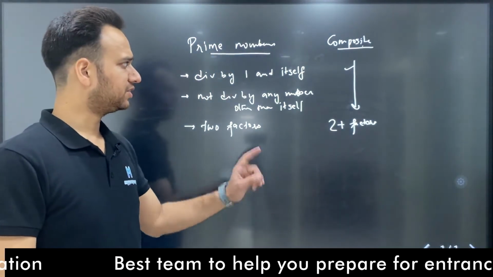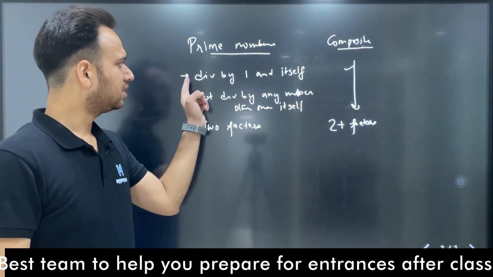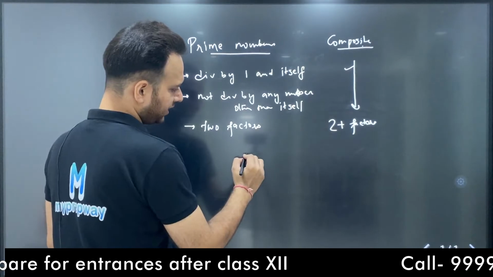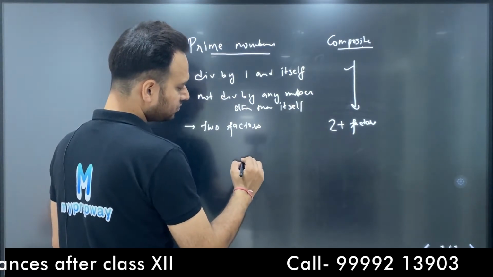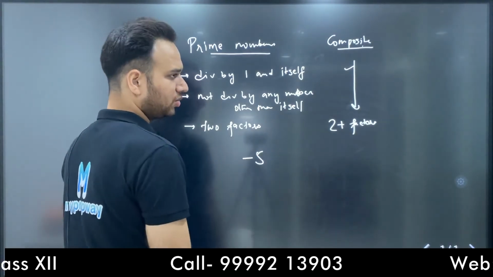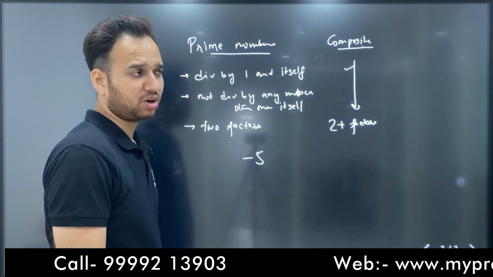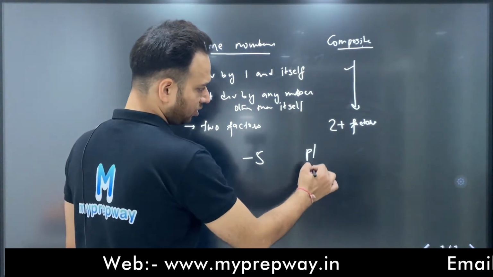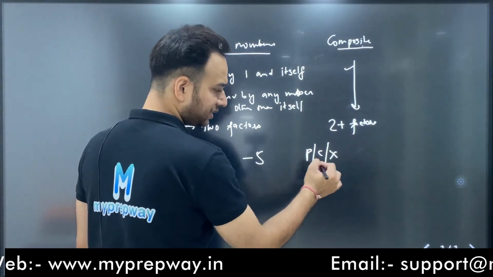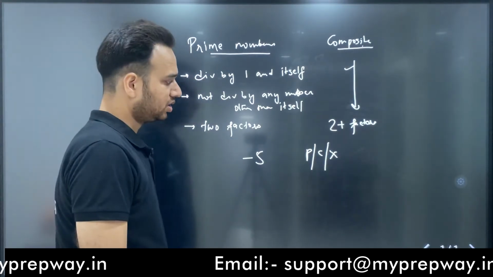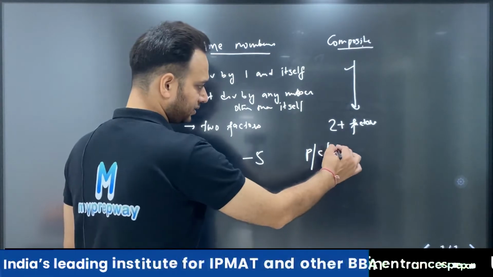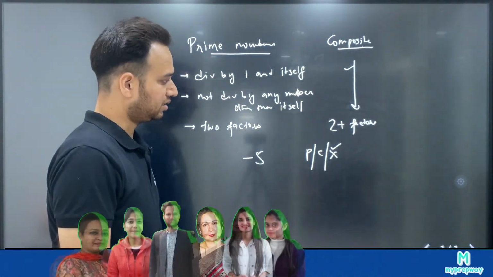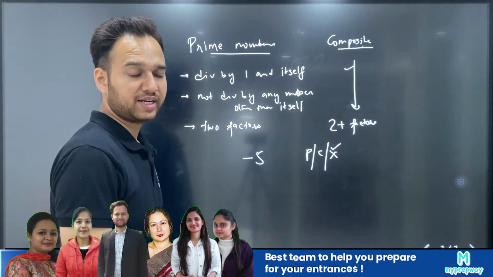Let me first tell you why this is wrong. I'll give you an example. Suppose I take the number -5. What do you say? Is it a prime number or a composite number or nothing of them? The answer is nothing, because the definition of prime number is not applicable on negative numbers.